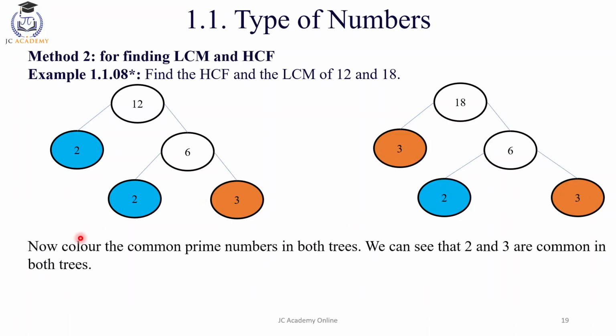So at this stage, color the common prime numbers in both trees. So we can see that in both trees, there is a 2, and in both trees, there is a 3. Okay?